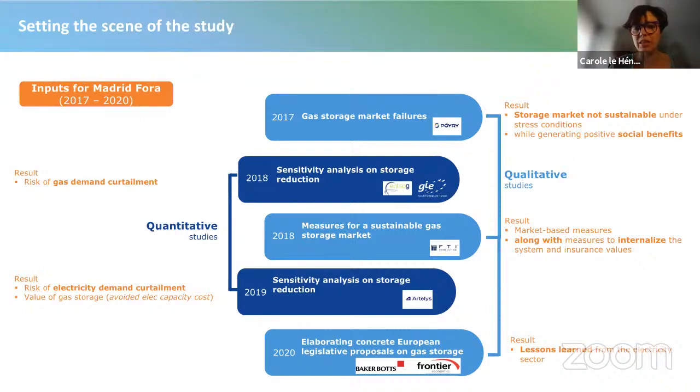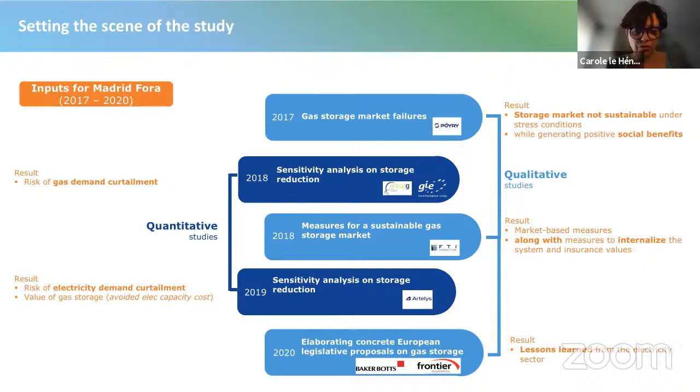So the idea would be to explain that if later on we have to discuss this cost in a way, we know that we are able to calculate it. In parallel to the qualitative studies, on the right hand side, we have made several studies with Quarries showing and explaining the gas storage market failures, explaining that all the value is not captured by the market. Then we've made some studies also with FTI to work on the measures that could fit the storage markets. And finally, we've worked with Frontier and Becker Bots on the lessons that could be learned from the electricity market to see what could be the measures that we could propose at the EU level.